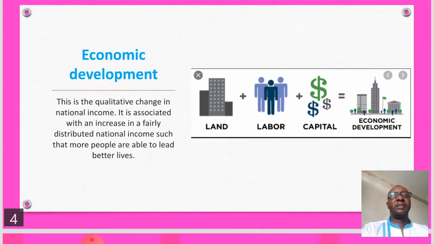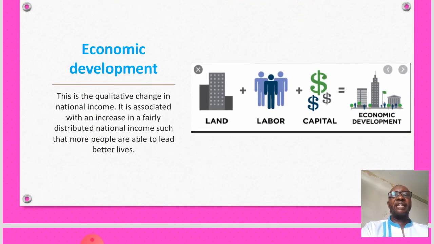Economic development. This is the qualitative change in national income. It is associated with an increase in fairly distributed national income, such that more people are able to lead a better life. And in that particular diagram there are factors of production, that is land, labor, and capital. And when they are properly utilized, they lead to economic development, that is infrastructural development.